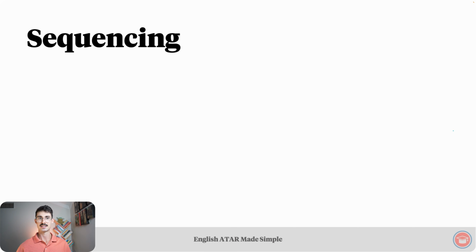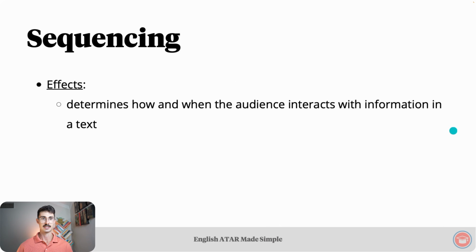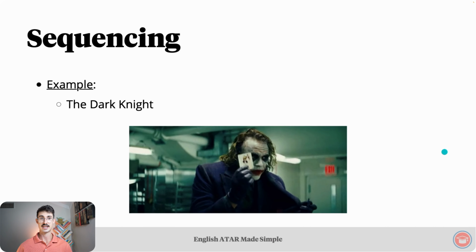Next example is sequencing. Sequencing refers to manipulating the specific order in which information is presented. The effect determines how and when the audience interacts with information in a text. It influences the clarity of the text and it conveys nuanced meanings. Example of this is The Dark Knight.